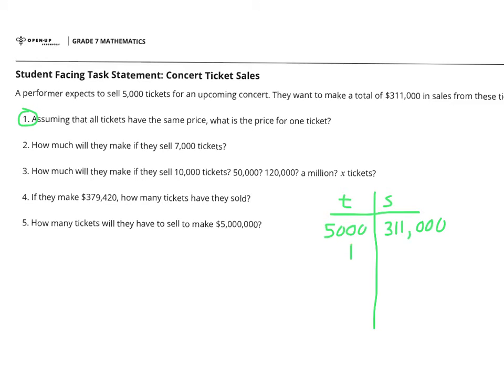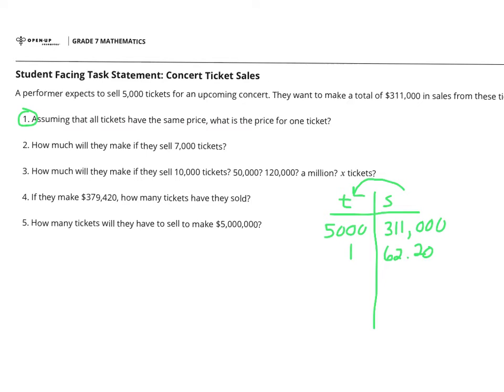Well, when I do that, I'm really finding the constant of proportionality, and we know how to do this, right? We're going to divide, and I believe when I do that, you can check this on your calculator. I think I get $62.20. Yeah, I checked that on my calculator. One ticket would cost $62.20.